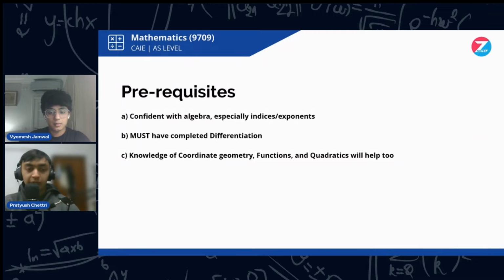For this chapter, the main thing is you must have completed differentiation. Without knowing how to differentiate, integration will not make much sense. You also need to be confident with your algebra, functions as well. That's an important part. Coordinate geometry, because it relates to the Cartesian plane a lot. X and Y coordinate. Quadratics helps a bit. And you need to know your indices and exponents. What to the power what makes what. So the rules of that.